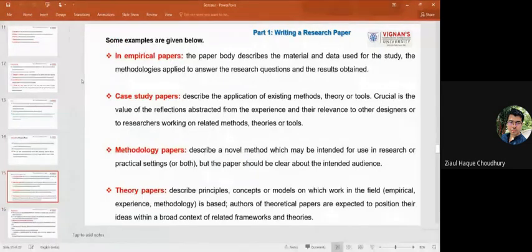In the body part, we have different types, which we call empirical papers, case study papers, methodology papers, and theory papers. So the body part is not the same in all of them. If you do a case study, there will be a difference. If you do an empirical study, it is different. If you do methodological or scientific work, it is different. If you do theoretical work, there is a difference. So the body part contains almost similar content but somewhat different expressions.